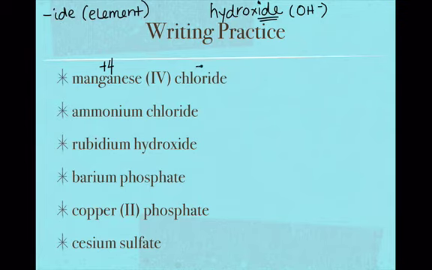So this is chlorine, and chlorine is a -1. So a +4 and a -1. I'm going to need 4 of these to balance it out. Manganese is Mn, and the chlorines, I need 4 of them.